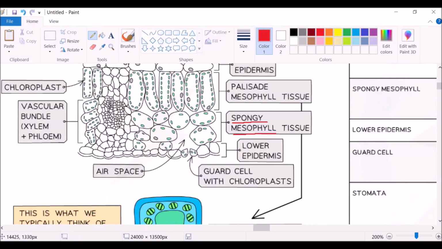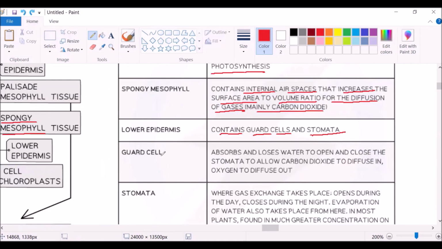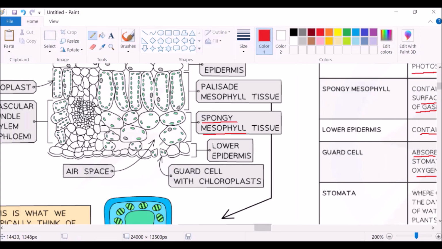So we can see the guard cells. These two are called guard cells that open and close to allow the movement of carbon dioxide into the cell. These guard cells absorb water to open and lose water to close the stomata to allow carbon dioxide to diffuse in and oxygen to diffuse out. So these are responsible for gaseous exchange. Carbon dioxide that is needed by the leaf for photosynthesis moves in, and oxygen that is produced as a byproduct of photosynthesis moves out. The guard cells also help in preventing water loss.